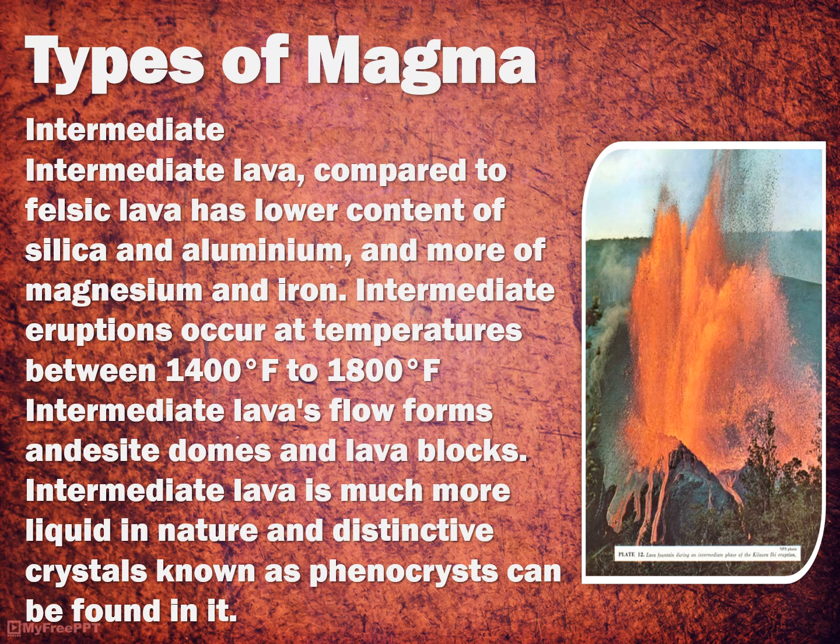Intermediate lava, compared to felsic, has lower content of silica and aluminum and more magnesium and iron. So mas marami ang magnesium and iron ng ating intermediate compared to our felsic, the one we discussed earlier. The temperature of eruption for intermediate is around 1400 Fahrenheit to 1800 Fahrenheit. Intermediate lava flows form andesite domes and lava blocks. So nagkakaroon tayo ng domes within our craters and lava blocks. Intermediate lava is much more liquid in nature, and distinctive crystals known as phenocrysts can be found in it.